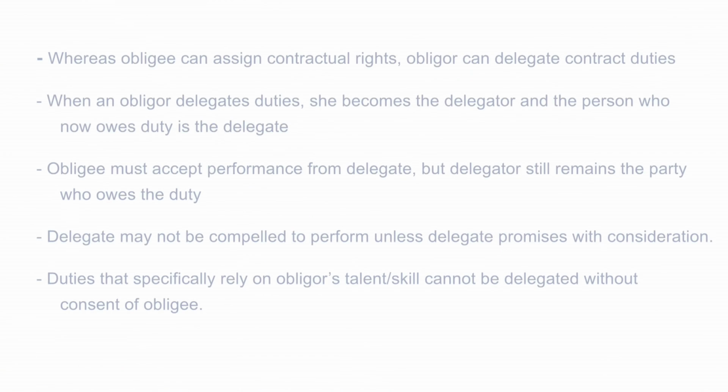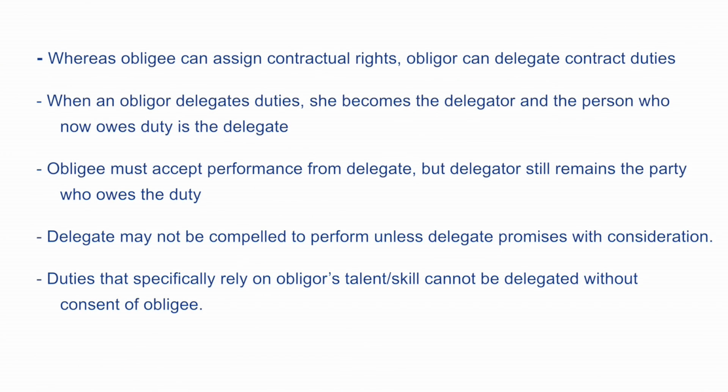Now, I can assign contractual rights, but in addition, the obligor, the person who has to do something under the contract, can delegate contractual duties. That's the difference between assignment and delegation. Assignment deals with contractual rights, the things you're going to receive from someone else. The things you have to do for someone else, the things for which you are an obligor, you can delegate to someone else. But when I do that, I become the delegator, and the person who now owes the duty is called the delegate.